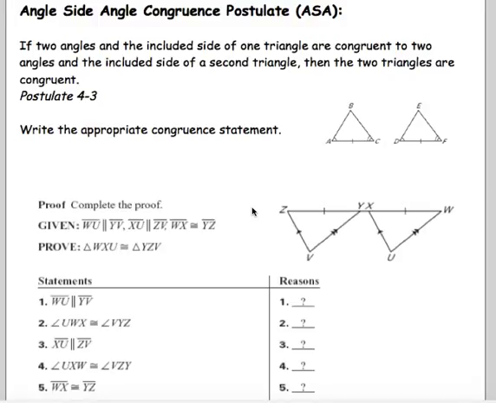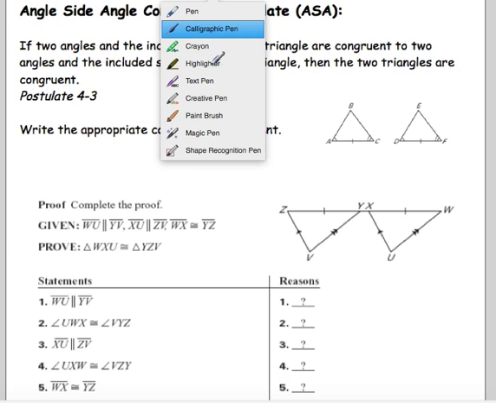The next of the 5 methods we're going to talk about is the angle-side-angle congruence postulate. It says if two angles and the included side of one triangle are congruent to two angles and the included side of a second, then the two triangles are congruent. Again, we see that word included.